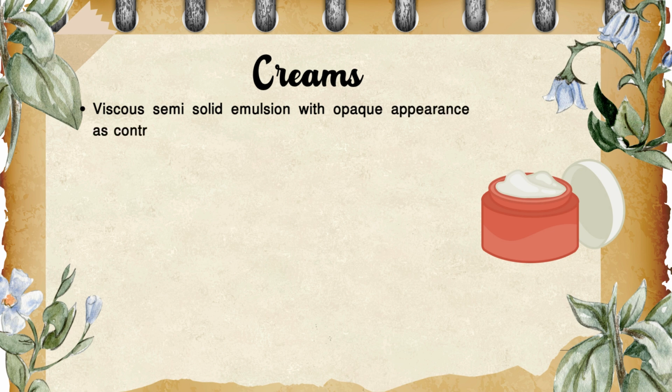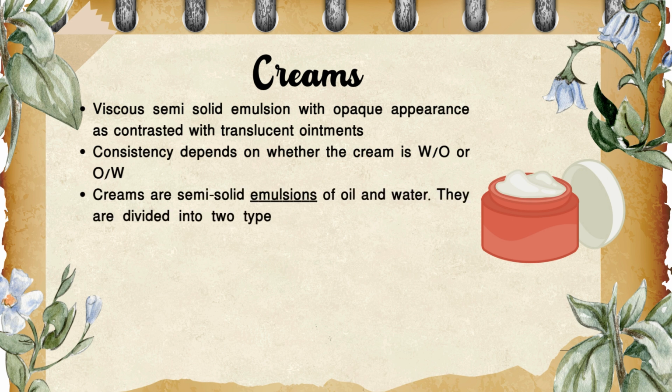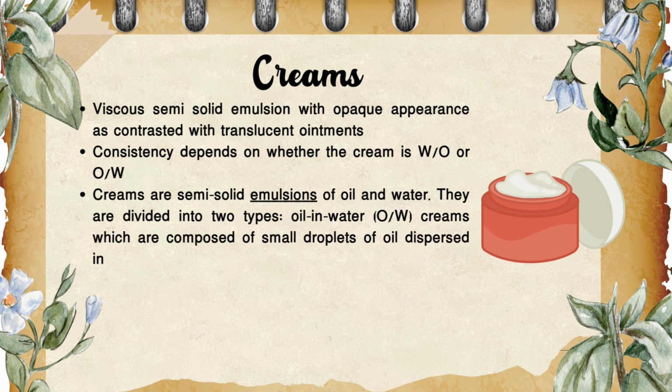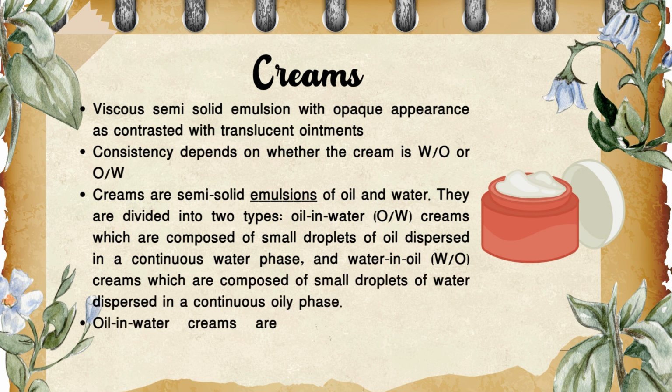Creams are viscous, semi-solid emulsions with an opaque appearance, contrasted with translucent oil. Generally, they appear as water-in-oil emulsion or oil-in-water emulsion. Oil-in-water creams are more comfortable and cosmetically accepted as they are less greasy and more easily washed off using water.